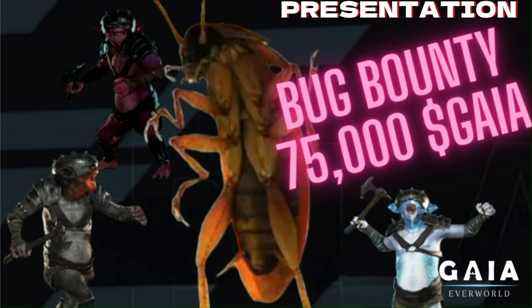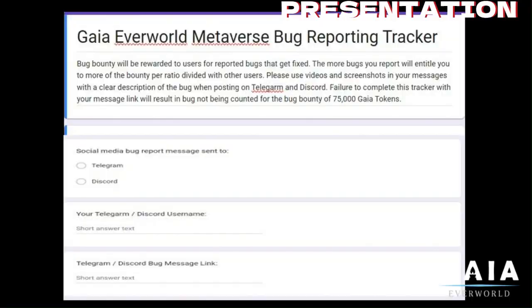I have about 9 examples in this video, but before I get into them, I will explain to you as well what document we're going to be using for your bug reporting and how you're actually going to get a portion of the 75,000 Gaia tokens up for grabs. So we'll get into it.